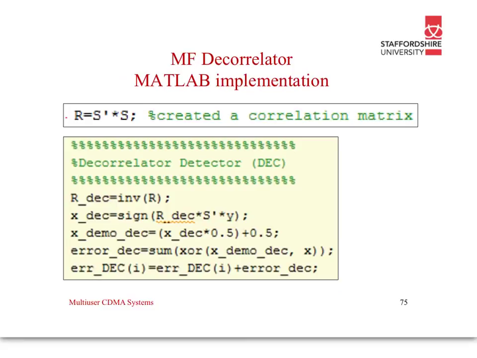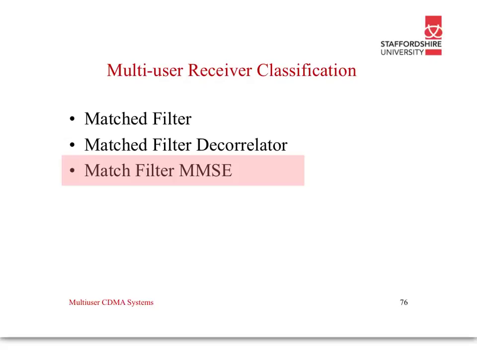What we have now is the X decorrelator. In the same way we're converting it from 1s and minus 1s to 1s and 0s. So we've got X demodulated decorrelator, and we're summing that with the original X, and we're counting the number of errors. Then we're adding that to the final error, and we're doing that for a different number of bits, and then we will loop around again in the program for different signal to noise ratios. So that's the matched filter decorrelator.